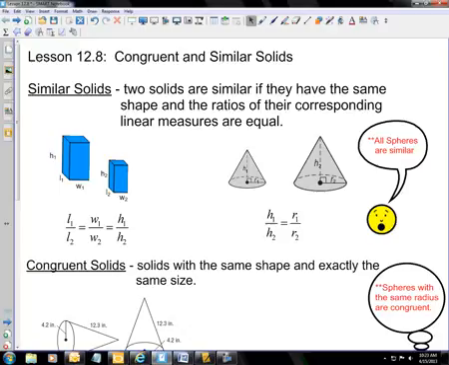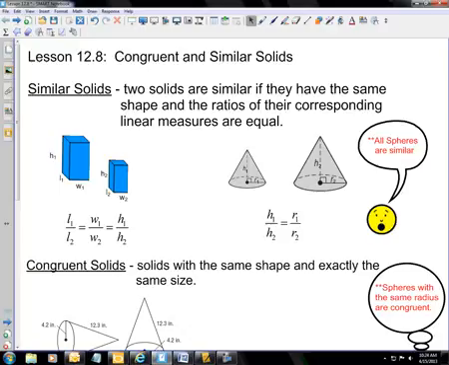Like here's a rectangular prism in blue, so your length 1 to your length 2 is to your width 1 to your width 2 as your height 1 is to your height 2. If you write all of those as ratios, they should reduce to be the same amount, or divide out to be the same decimal. That makes them similar.